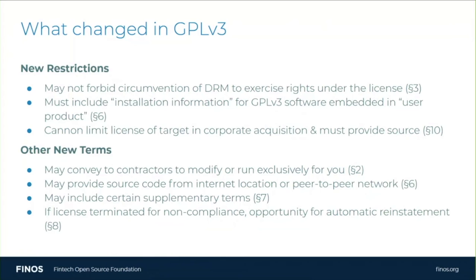Relatedly, GPL version 3 requires that producers of user products that contain GPL software, and a user product is basically a consumer electronics product, provide installation information for GPL software. In other words, they have to provide information sufficient to allow a recipient of the product to install modified versions of the GPL software. This was included by the Free Software Foundation in response to an increasing trend where manufacturers of Linux-based devices were making it impossible for users to install their own versions of software on the devices.